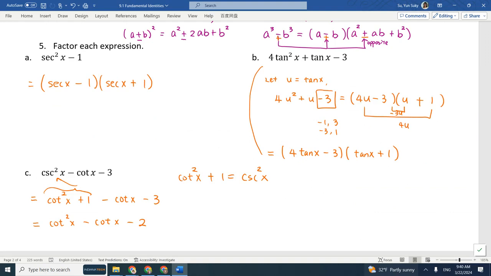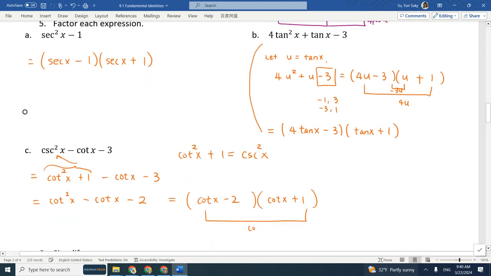So what is your answer? Yes, good. Because we multiply the outside, we get cotangent x. We multiply the inside, we get -2 cotangent x. So when we add them, we get -1 cotangent x. Is that okay, everybody?